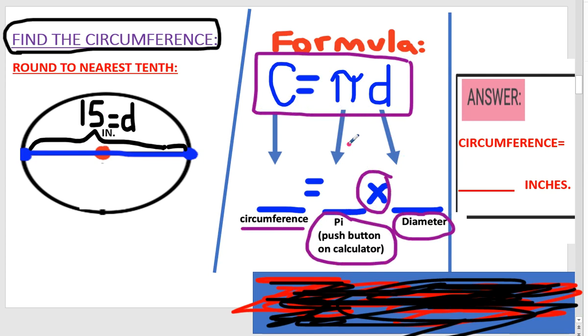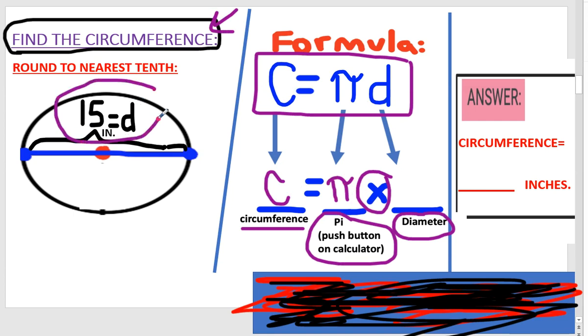Step 1, we are going to substitute what is given to us into the formula, and what we do not know, we are going to use a variable, a letter. So C is the circumference. Do we know it? No, it says find the circumference. So we're going to use a variable. Pi is a number, but we use this symbol to represent the number, so we're just going to write down pi. D, do we know D, the diameter?